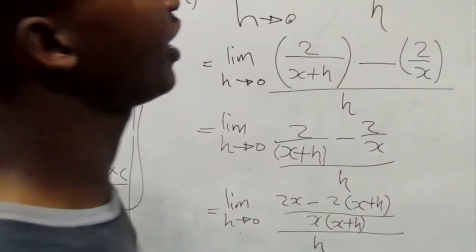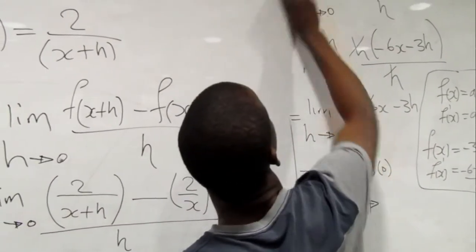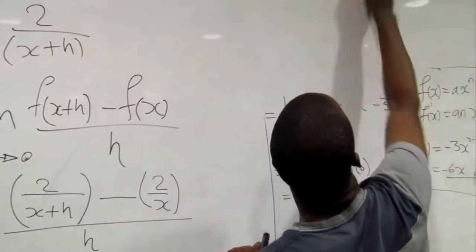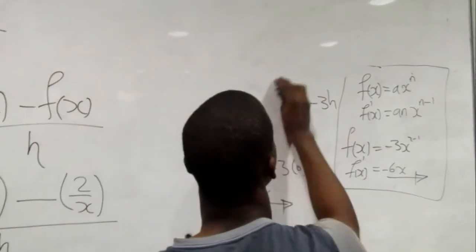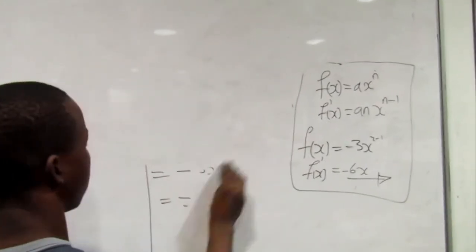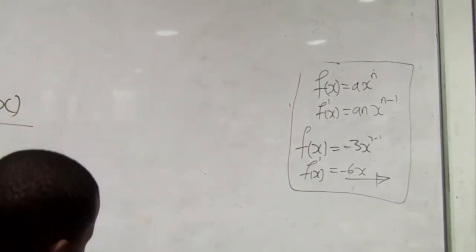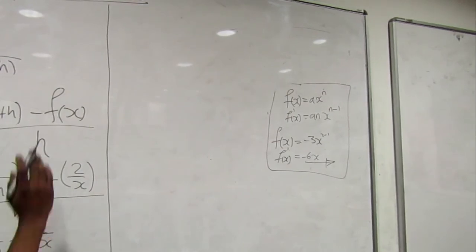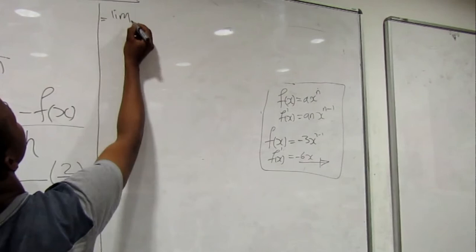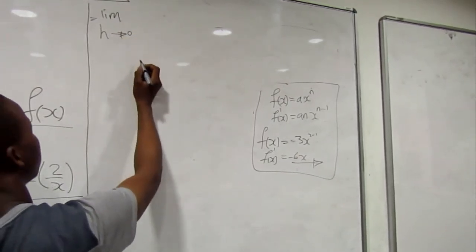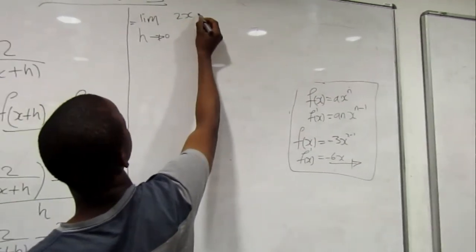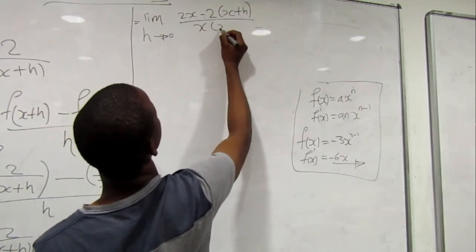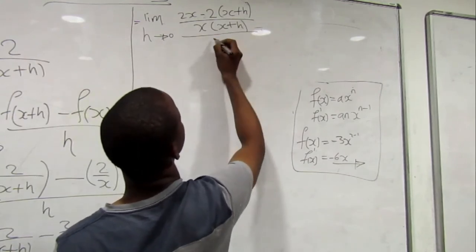Then taking this step to the other side so that you can further explain it, it's going to be equal to the limit as h approaches 0 of 2x minus 2 into x plus h, divided by x into x plus h, the whole divided by h.